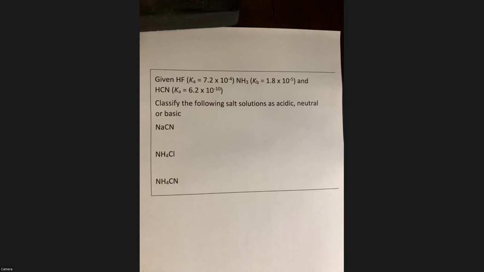That may be something you want to put on your cheat sheet: how to tell, if I give you two different acids, which is stronger. I only gave you two trends in there. One of them is for the oxyacids, and one of them is for the hydrohalic acids: HF, HCl, HBr, those kinds of guys. But anyway, HF, and there's the Ka for it, ammonia, and there's the Kb, and then hydrocyanic acid, HCN, and its Ka. Now, you see those three values there, but here's the question.